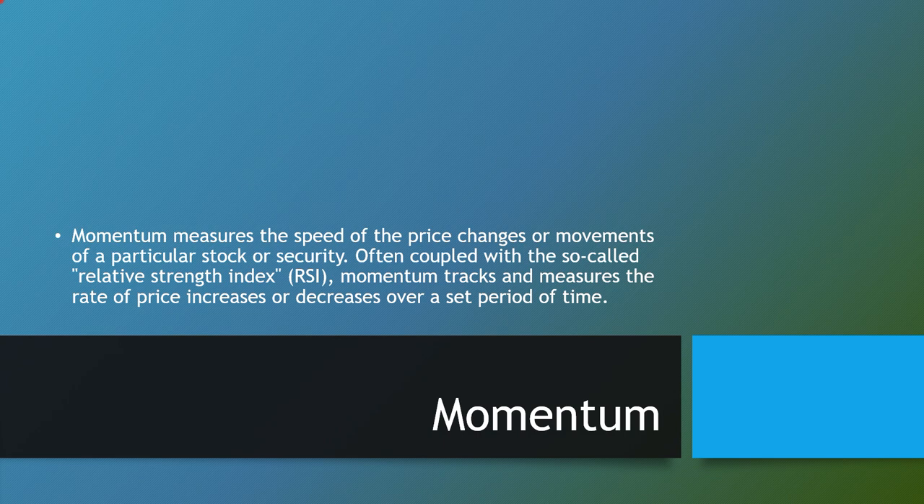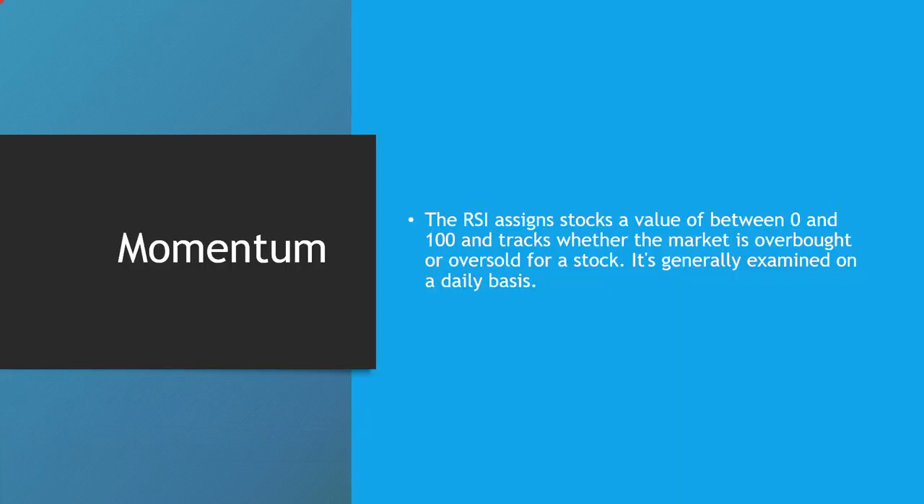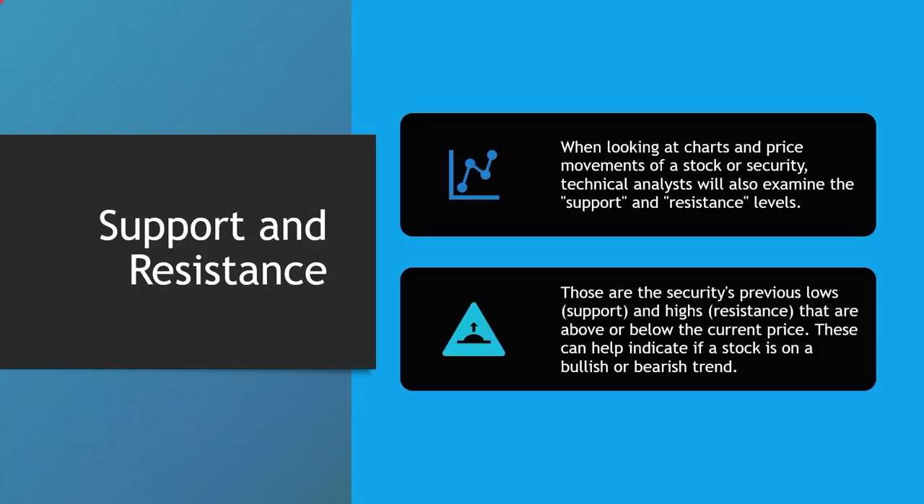And then we want to look at things like momentum. Momentum is the speed at which prices are changing. And then support and resistance. Now, like I mentioned, I'm a chart pattern trader. I trade from price action, chart patterns, and support and resistance.